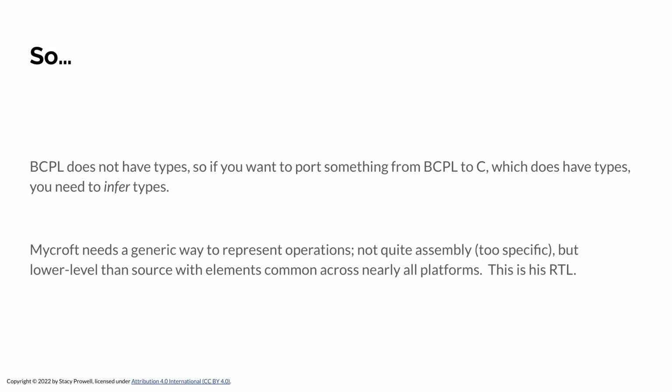So BCPL doesn't have any types. So what if you wanted to port something from BCPL to C? And C does have types. In that case, it's going to help you if you can infer the types that were present in the original BCPL. So Mycroft needed a generic way to represent operations. Not quite assembly, that'd be too specific, but lower level than source, with elements that were common across all platforms, and that was RTL. Thus his use of RTL and the motivation coming from BCPL, which is being replaced with C, and there was a big, huge body of programs written in BCPL.